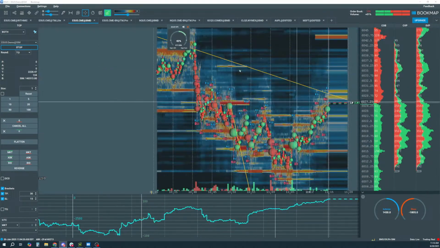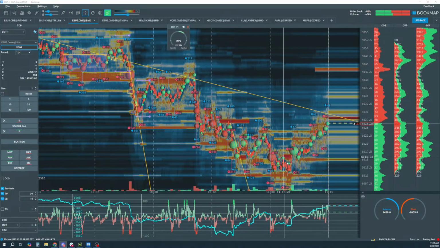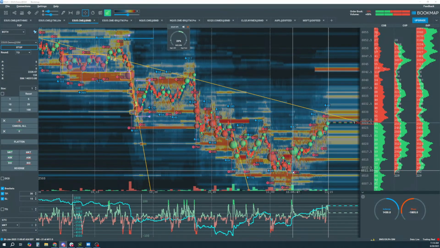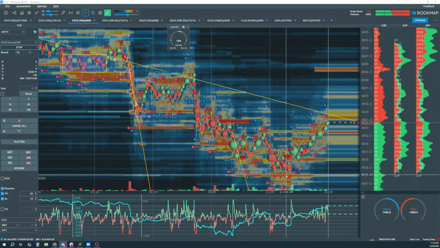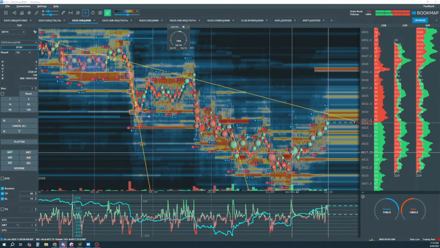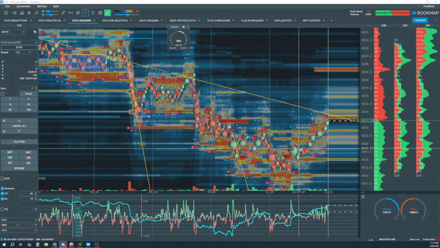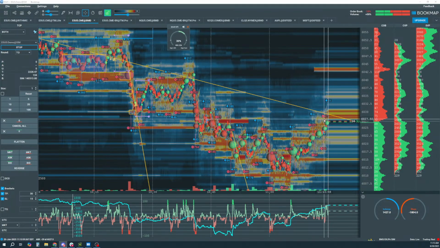It continues to climb out of the where we traded down to this 11 or 10 liquidity level here, and now we're seeing quite a few aggressors come in here. It looks pretty good.